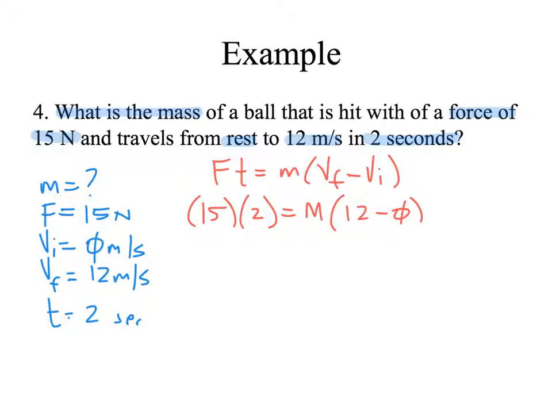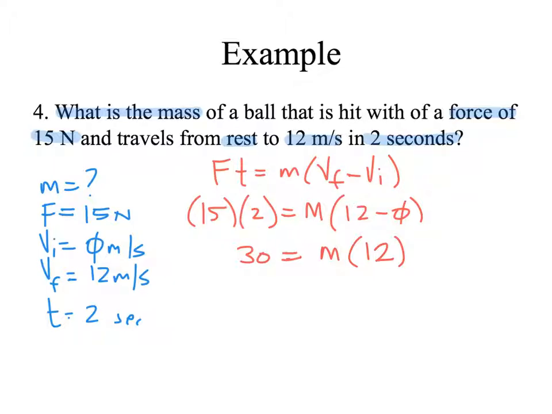Okay, so let's start with the left side of the equation. I can do this. 15 times 2, that is easy. That gives me 30. And then on the right, I've got M times 12 minus 0. Well, I know 12 minus 0 is 12, and it's still being multiplied by M, so I'm going to write M times 12.